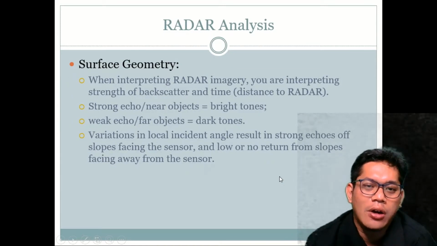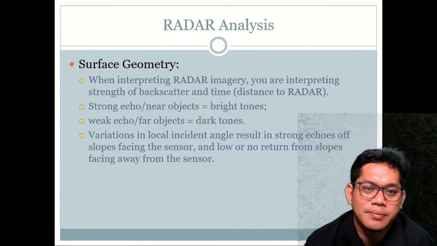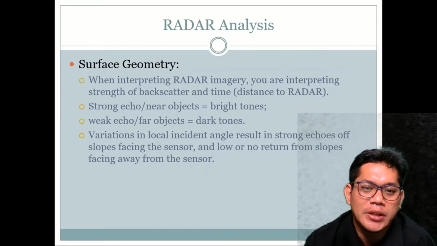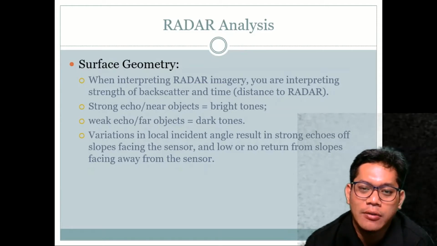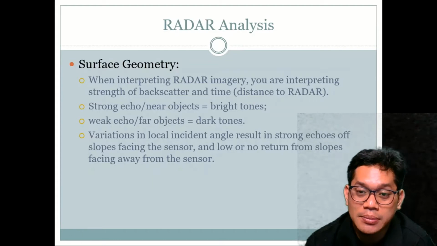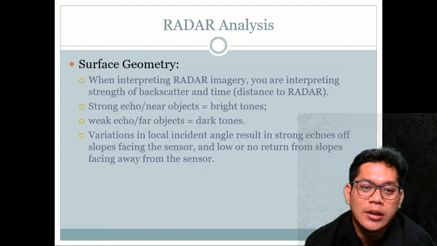Okay, so how do we basically analyze the radar system? Basically, we look into the surface geometry. So when interpreting radar imagery, you are interpreting the strength of the backscatter and time, right? So what kind of measurements do we use to analyze the radar data? It is in decibels. What we are trying to look into are the echoes of the reflected EMR from the object.